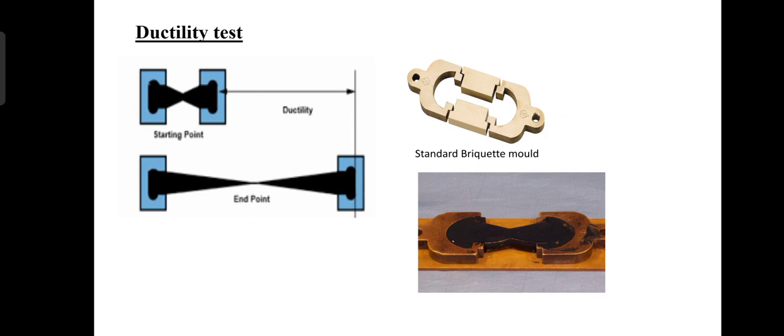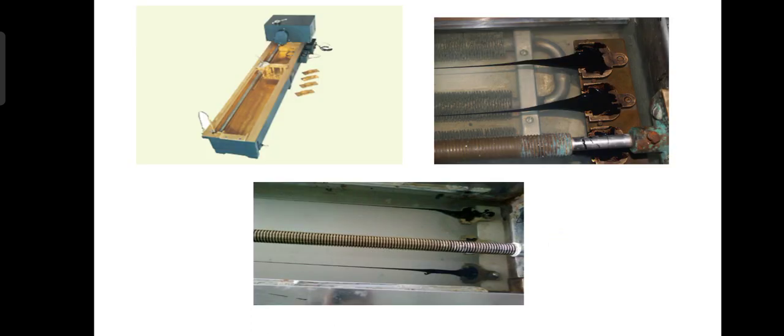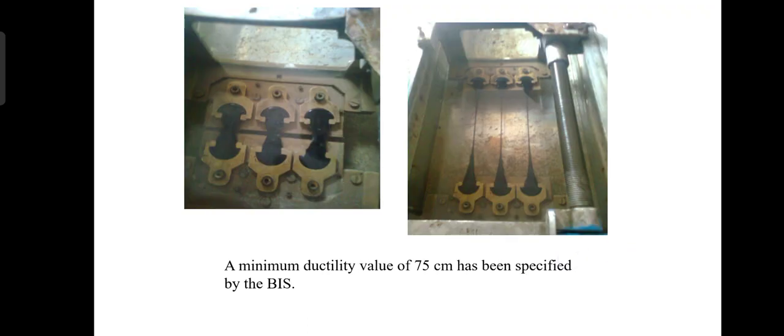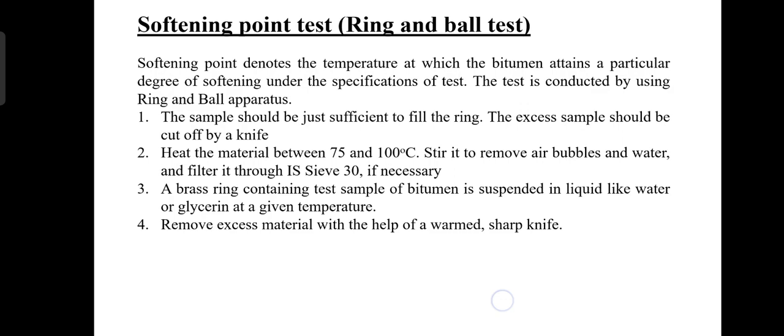So here you can see the ductility test from where it has been started and the end point before the break of the thread. And in the second picture, which shows a standard briquette mould. So that is an apparatus which has been used for finding the ductility value. The minimum ductility value of 75 centimeters has been specified by BIS. So you can see the formation of a thread, how much it has been stretched.